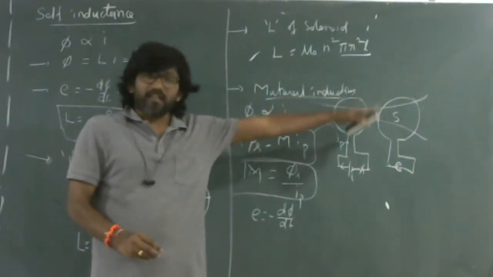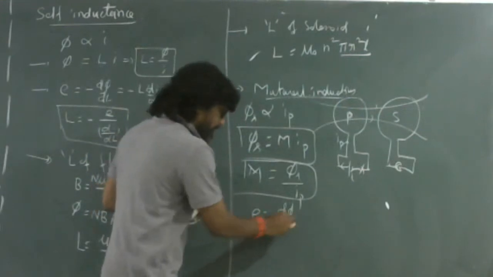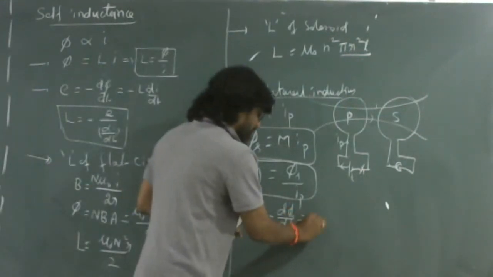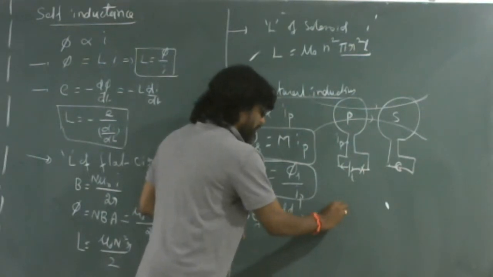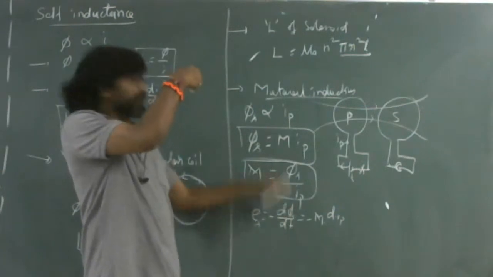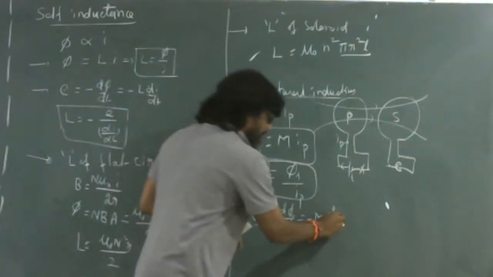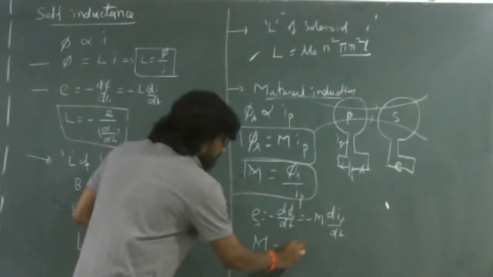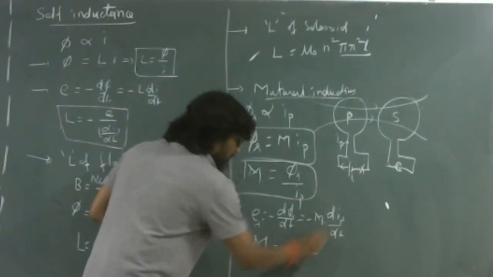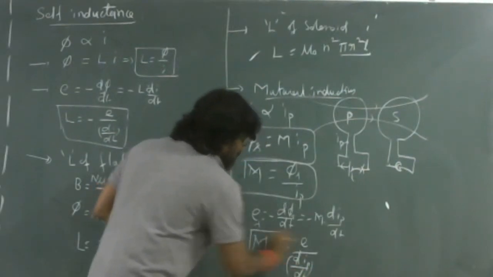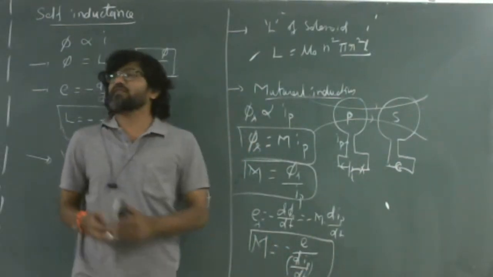EMF induced in the secondary coil is equal to minus dφ in the secondary coil by dt. So you can also write it as minus M into d of flux in the secondary coil, which depends on the current in the primary coil. So it is dIp by dt, and you can also write M is equal to minus e by dIp by dt. So this is another way of calculating mutual inductance, or in general of any coil.